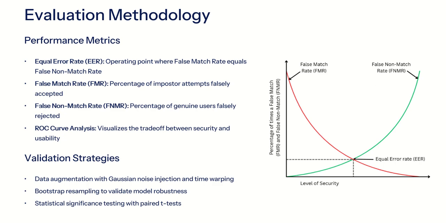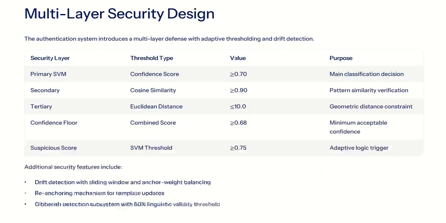So for evaluation, we have used equal error rate, which is the operating point where the false match rate equals the false non-match rate. The false match rate is the percentage of impostor attempts falsely accepted, and the false non-match rate is the percentage of genuine users falsely rejected. Also, we have used the ROC curve for analysis. And the validation strategy includes data augmentation and injecting noise into the typing pattern. Also, we have used statistical significance testing with a paired t-test.